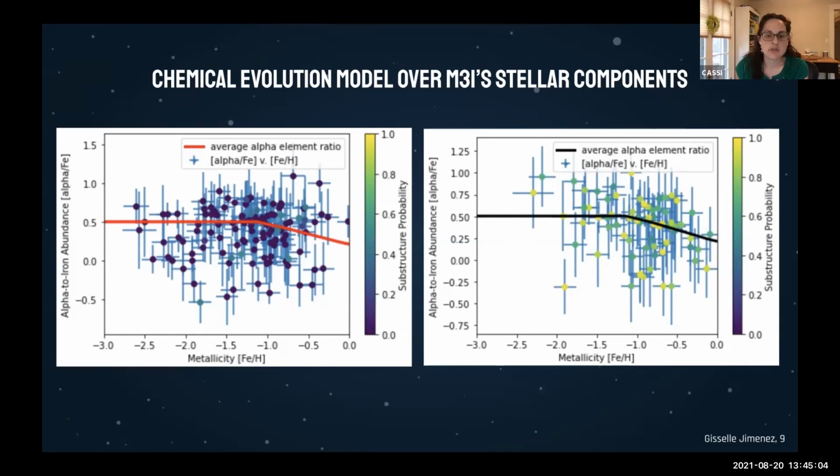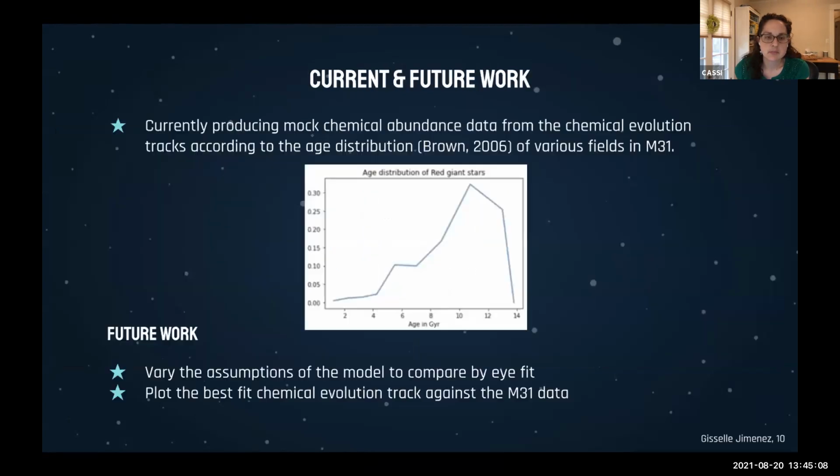All right, perfect. And I was curious on your last slide, Giselle, is that the actual age distribution of red giant stars in Andromeda? So this is one of the age distributions of the spectroscopic fields? Yeah, one of the age distributions of one of the fields in Andromeda. Okay, very cool. So you're going to be looking at a handful of those and trying to input those to the model. That's super interesting.